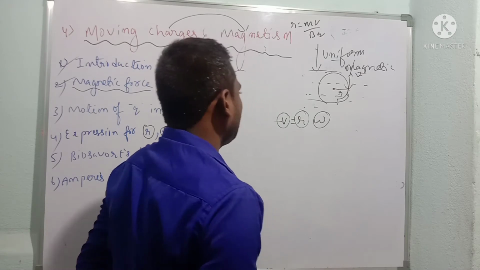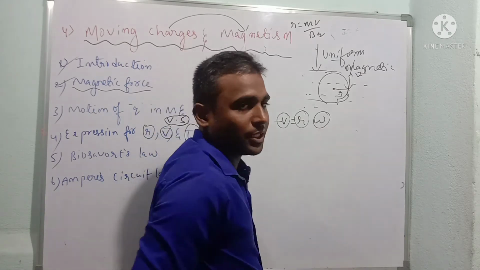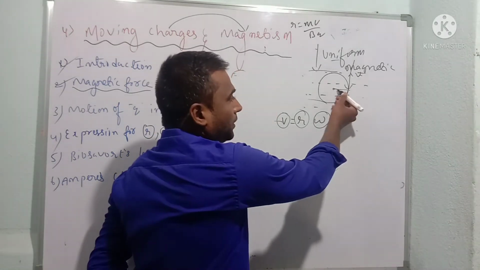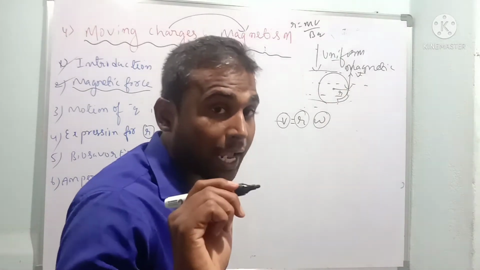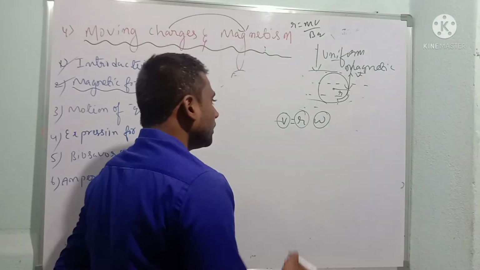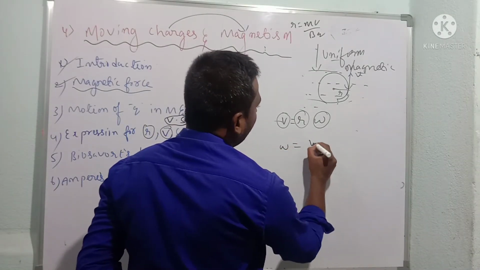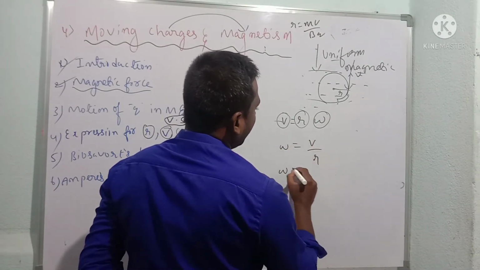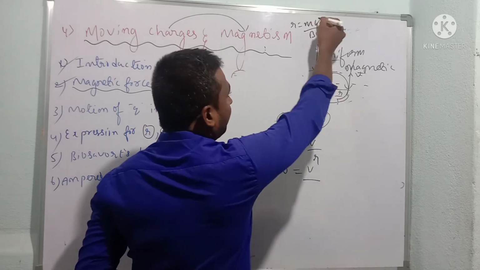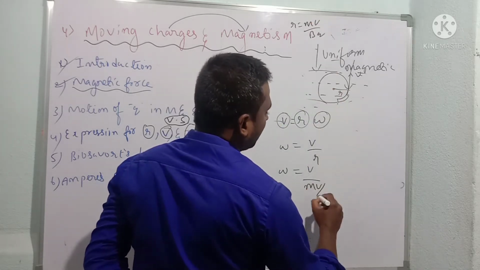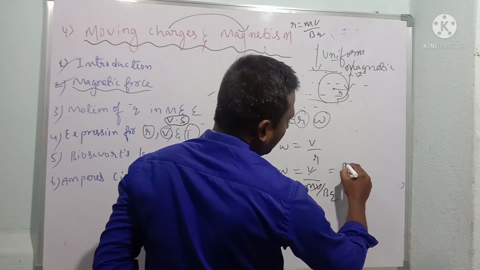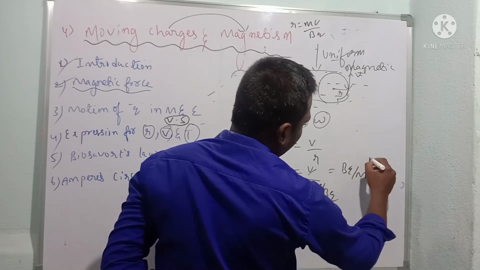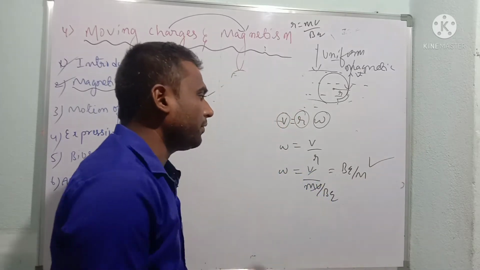Now I want to get the expression for angular velocity. Omega is equal to V divided by R. Omega is equal to V divided by R, and what is R, children? R is mv by BQ. So V and V cancel, and m goes to the denominator, giving BQ by m. This is the expression for angular frequency.